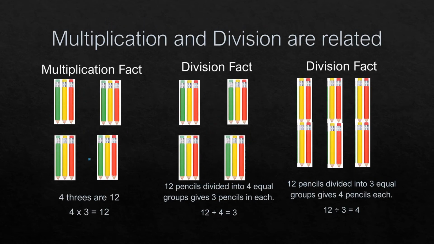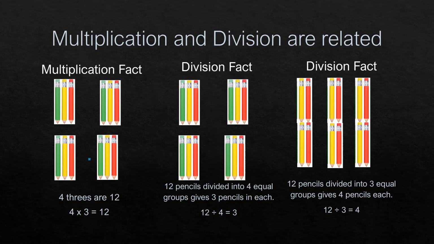One more example is here to show multiplication and division are related. Here 4 groups of 3 pencils are given. 4 groups are there, and each group has 3 pencils. So 4 threes are 12. 4 1 is 4, 4 twos are 8, 4 threes are 12. 4 multiplied by 3 is equal to 12.